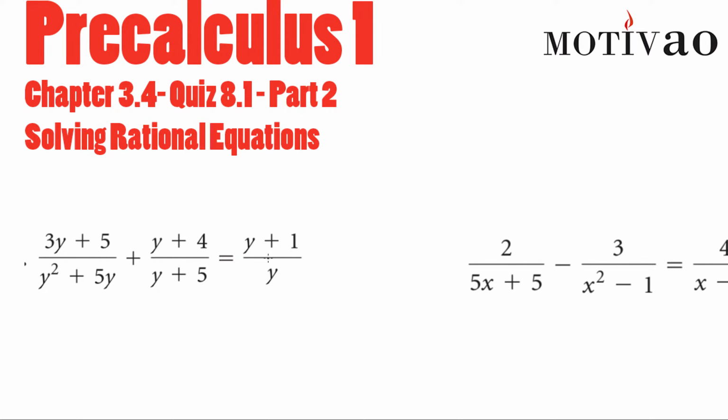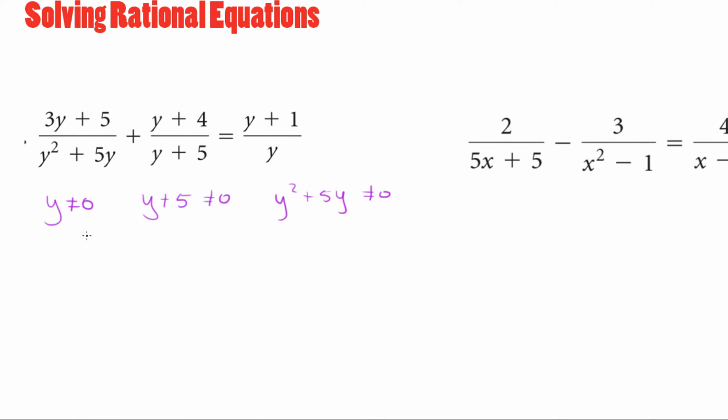So first, in this fraction, y in the denominator, y cannot be equal to 0. Now we also do the same thing for y plus 5. So y plus 5 cannot be equal to 0. And we also do the same thing with y squared plus 5y cannot be equal to 0. Once you do that, you solve. So this one, we subtract 5. We have that y cannot be equal to negative 5.